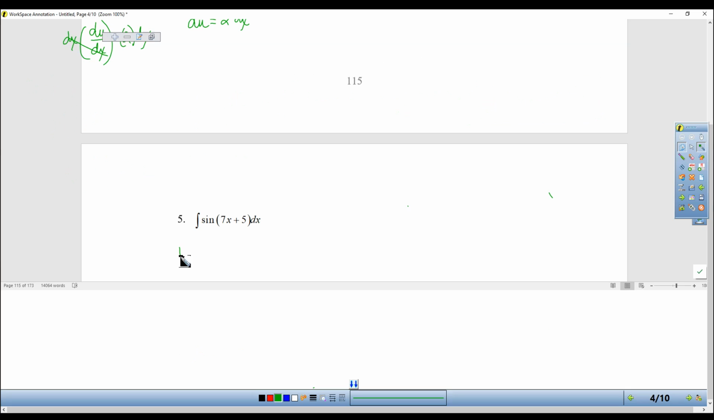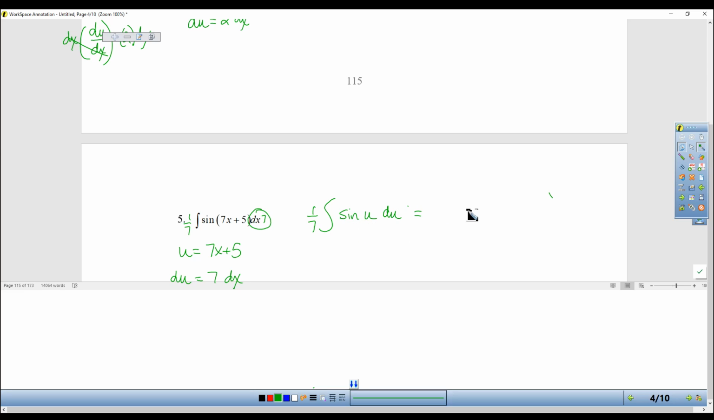So my u is going to be 7x plus 5 because I want to rewrite this as just sine of u. That's the kind of integral you're capable of doing. My du would be equal to 7 dx. I don't have a 7 dx, so I'm going to make a 7 dx. To counteract that, I'm going to put a 1/7 on the outside. So I have a 1/7 on the outside. I have an integral symbol. I have sine of u, and then this piece is equal to du.